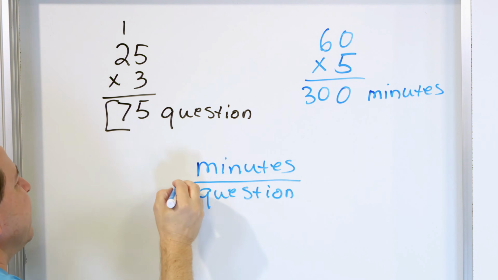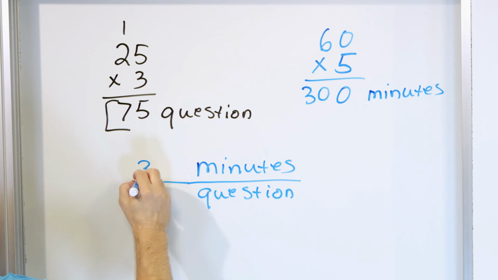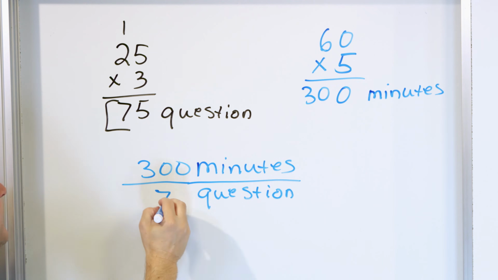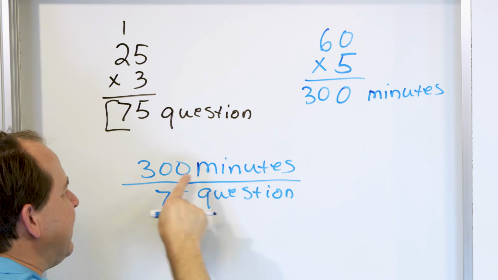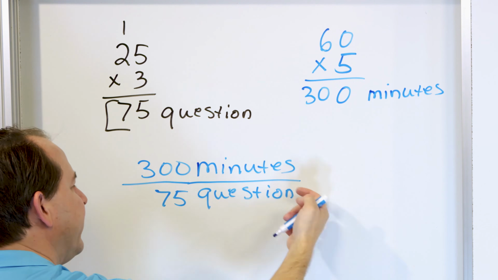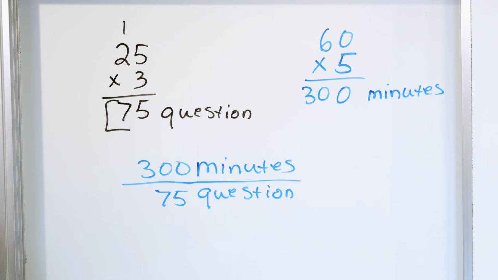All right, so how many minutes do I have? I have 300 of them. How many questions do I have? I have 75 of them. You see, I've kind of made a little unit here. So 300 minutes, 75 questions. If I divide these numbers, I will get a unit of minutes per question. That's exactly what the problem is asking me to do.